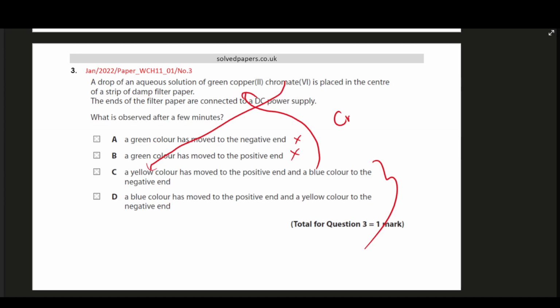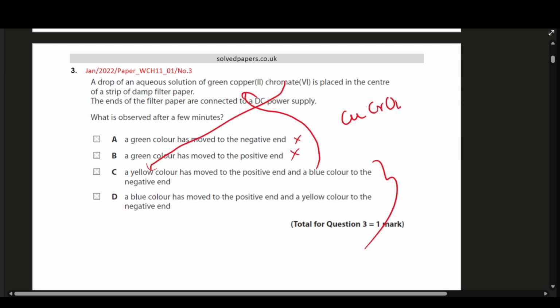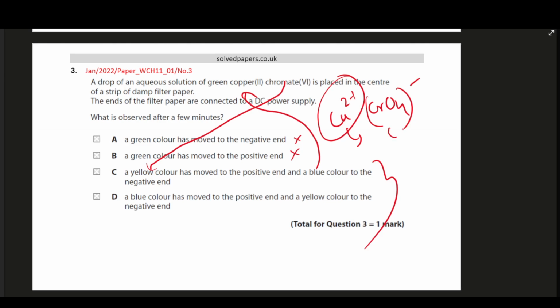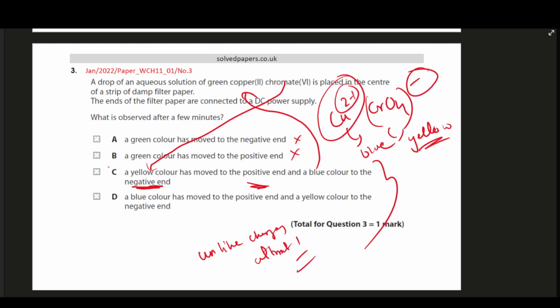So it's Cr, it is Cu. Chromate is chromate(VI), so CrO4 basically. All right. So this one itself is negatively charged, and this one itself, I believe, is positively charged. So if the yellow color is from here and this one comes from blue, the blue color is supposed to move to the negative end, and the yellow color is supposed to move to the positive end, considering this is negatively charged and this is positively charged, and we know that unlike charges attract. Am I clear? Did you understand why C is the correct answer?